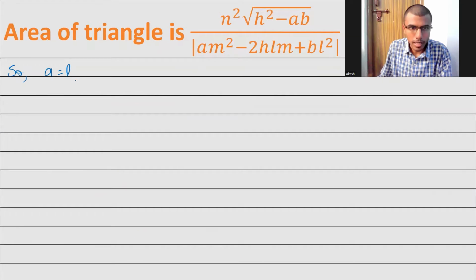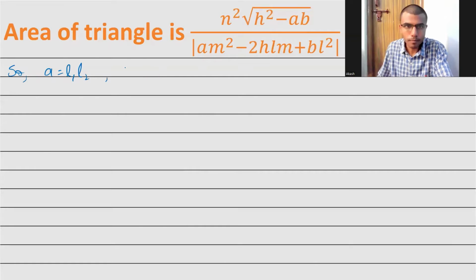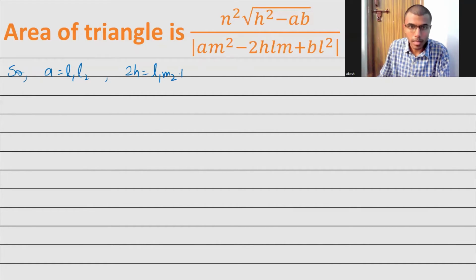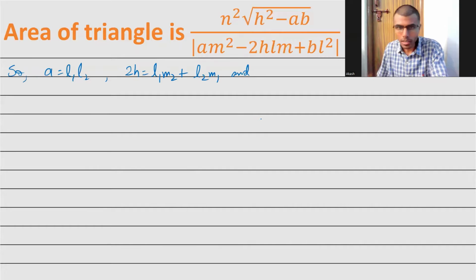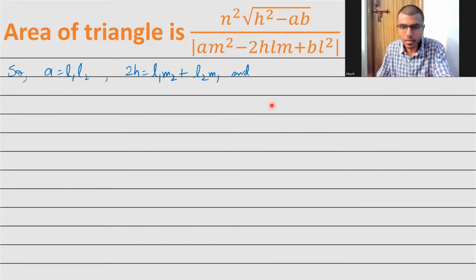So a is nothing but L1, L2, and then comma. 2h is nothing but L1, M2 plus L2, M1. And next, what else are we left with? B is nothing but M1, M2.